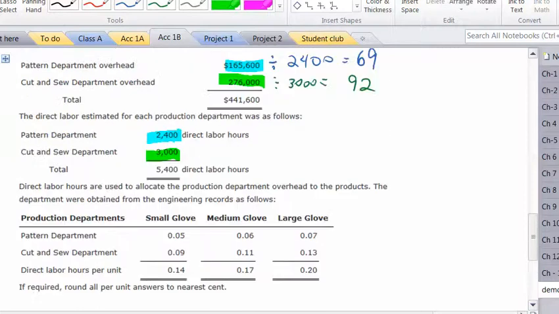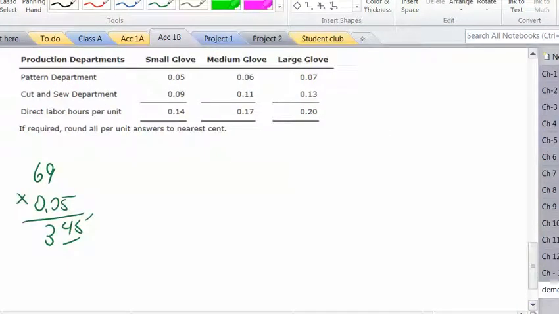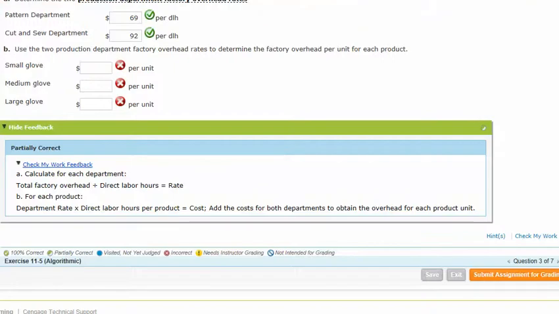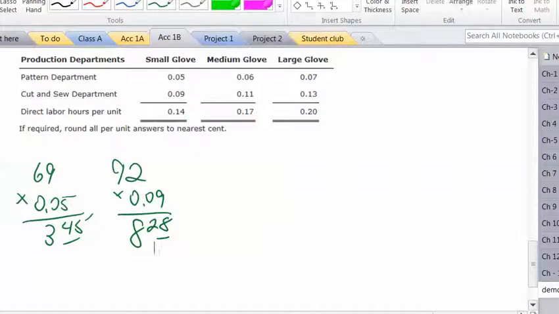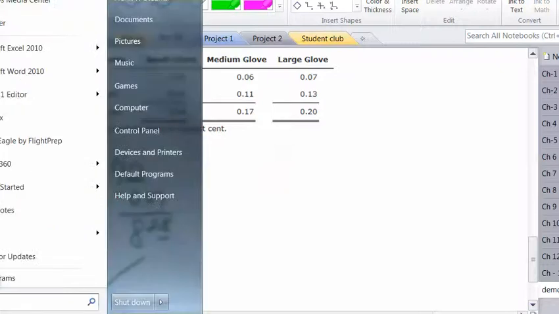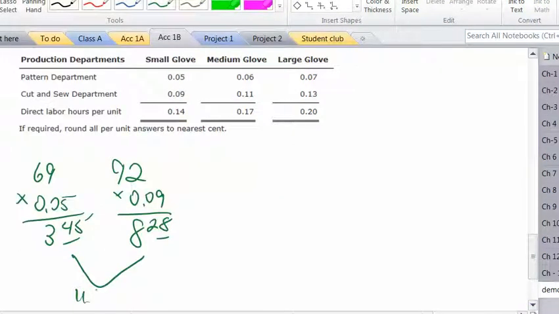Then I'll take the $92 times 0.09. That's $8.28. So that's how much I'm going to allocate to each. So let's go ahead and we'll plug those numbers in. I have to combine them, sorry. So now I can add those together. And that equals $11.73. That's $11.73.